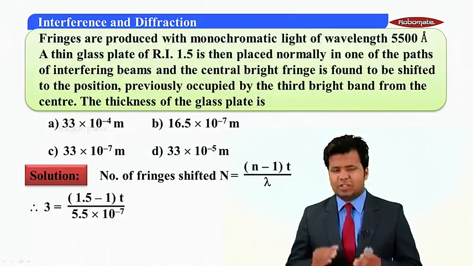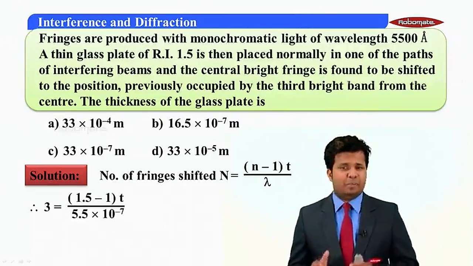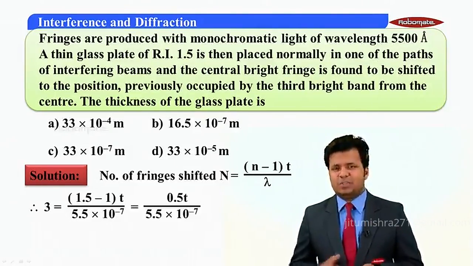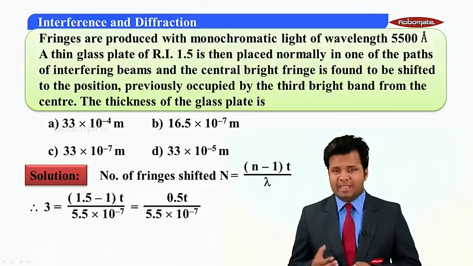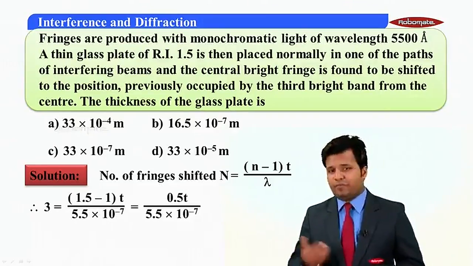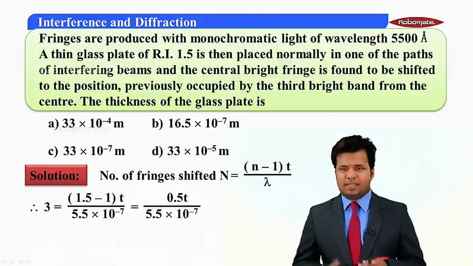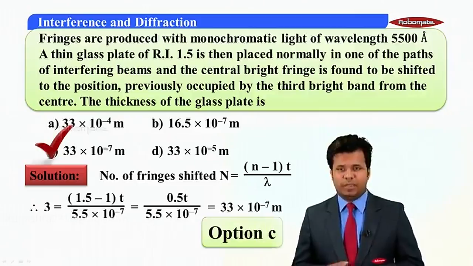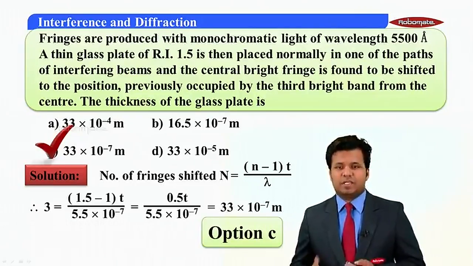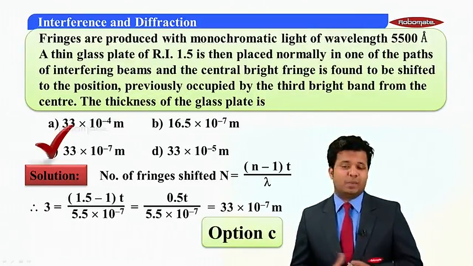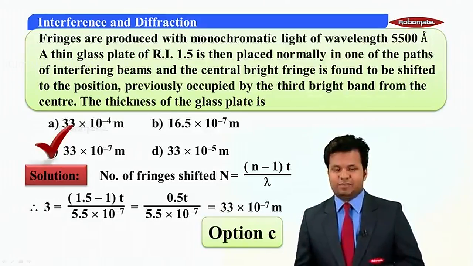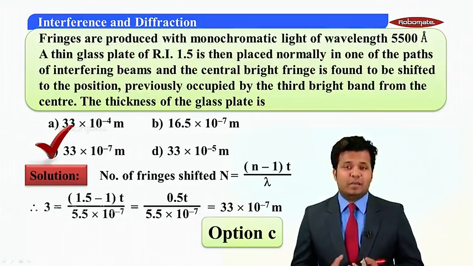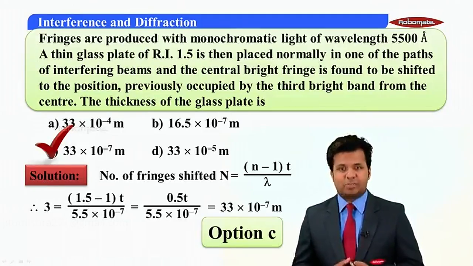Let us solve the bracket first. 1.5 minus 1, what is it exactly? It's 0.5, right? So the numerator has 0.5, and the denominator has 5.5, so I would just cancel it. It would be like 5 ones and 5 elevens. So t is 33 into 10 to the power minus 7 meters, students. Option C is the answer for this particular question. So this is how you should solve when bands are shifting with respect to the center.